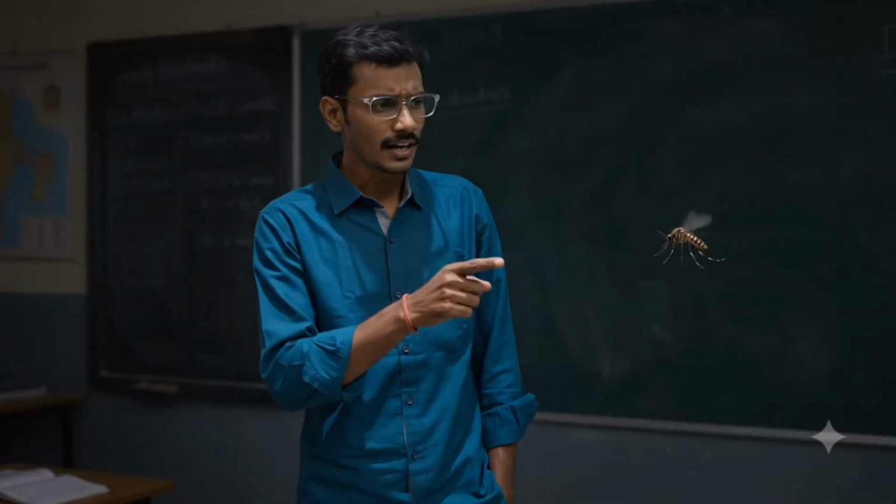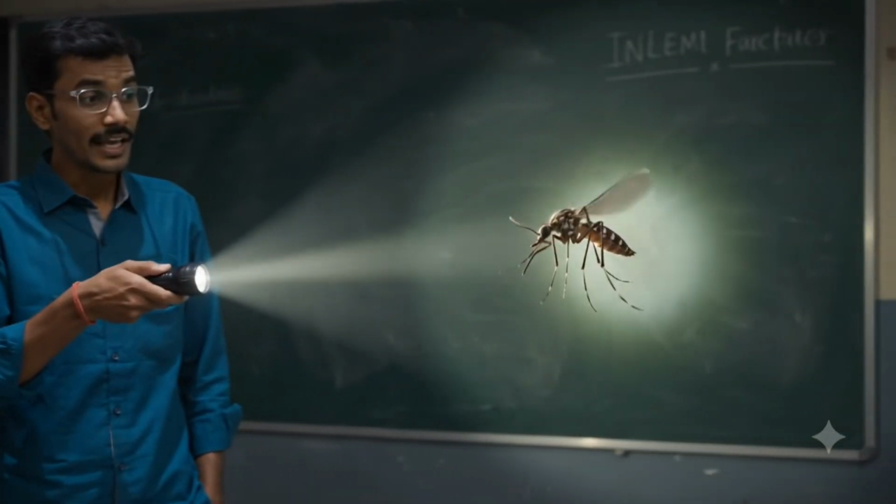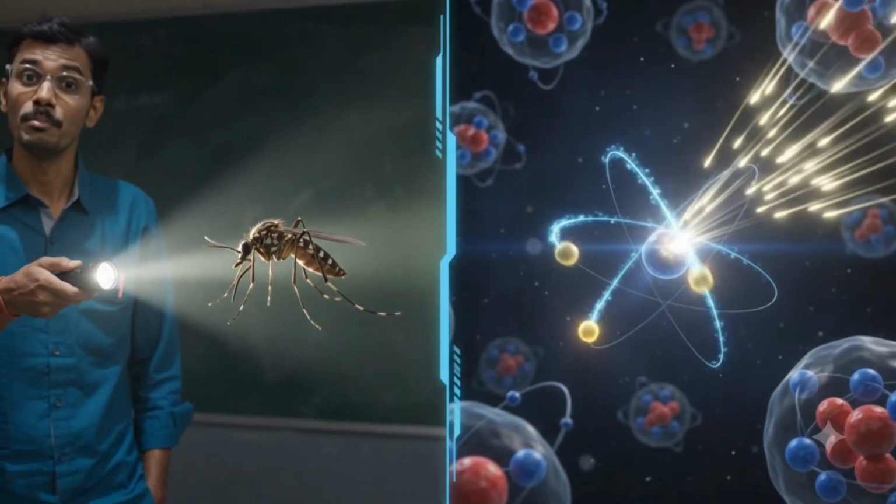Scientists once believed electrons move in fixed paths, just like planets around the sun. But a simple question changed everything. How do we actually know where an electron is? In darkness, we need light to see a mosquito. Likewise, to detect an electron, we must use light.